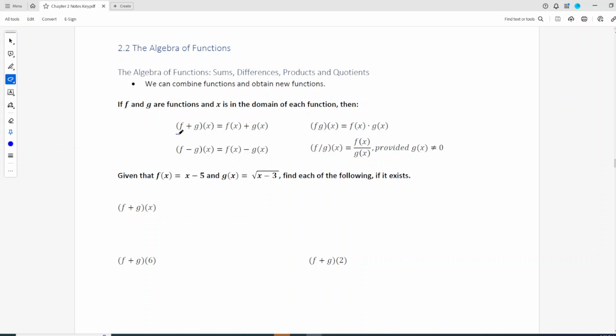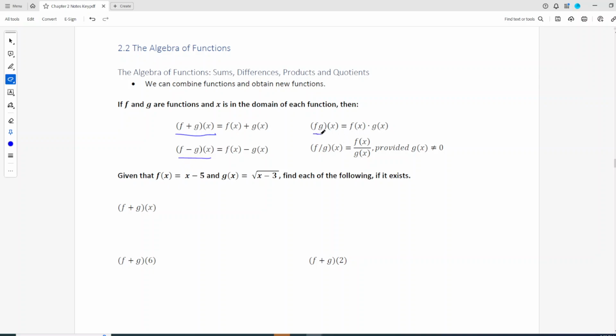So for example, if they write that they want you to find f plus g, now it should be f plus g of x, but sometimes they write f plus g because they get really lazy. What they're wanting to do is add the f of x function plus the g of x function, and they combine them to make a new function, and that new function will include the domains of the original functions, which we'll talk about. They could also ask you to find the difference of two functions.